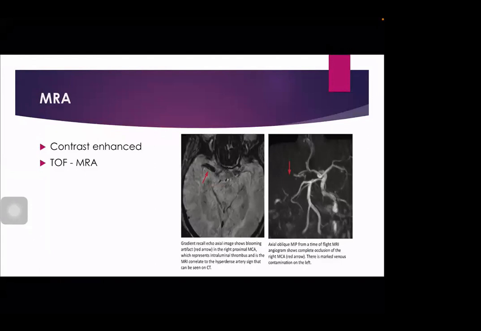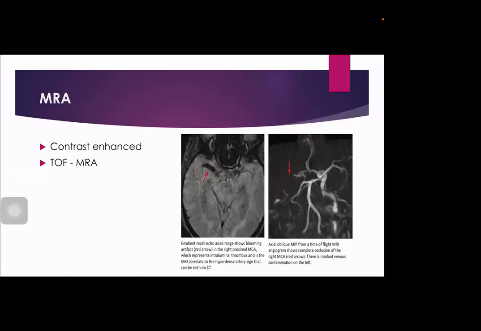injection of gadolinium. Here you can see a gradient recalled echo image showing the blooming artifact in the right middle cerebral artery. It is the same as the hyperdense middle cerebral artery sign on CT. On the corresponding MR angio, you can see the absence of flow in this branch of the middle cerebral artery.